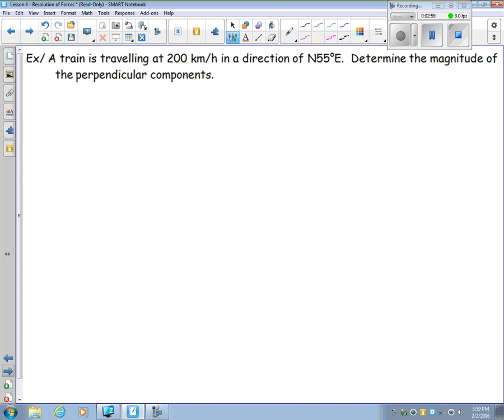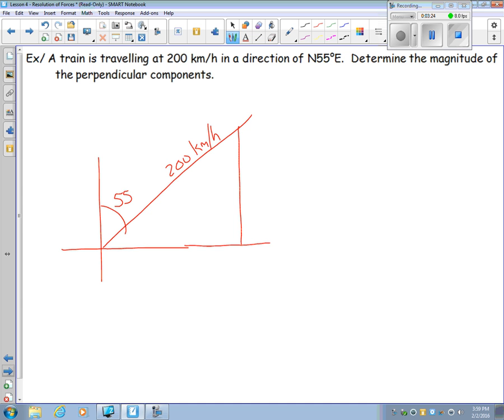We've got a train traveling 200 kilometers an hour in a direction of north 55 east. Okay, so we know this is 55, and our train is going along here. Okay, it's traveling diagonally, but it's also covering two different directions at the same time, right? It's going north and east. And the question wants us to determine the magnitude of the perpendicular components. It wants us to know this component, which would be our northerly component, and this component down here, the easterly component. How fast is it going north? How fast is it going east?